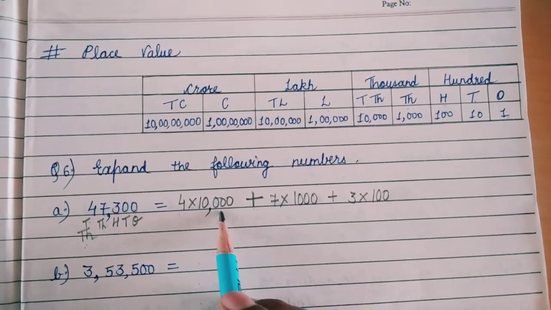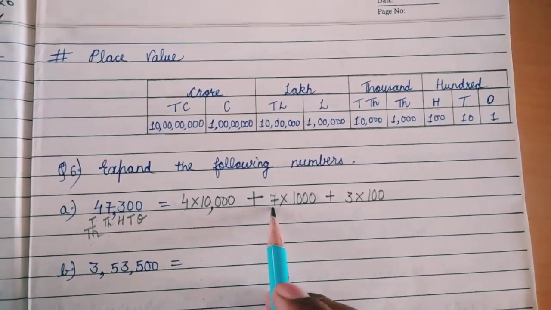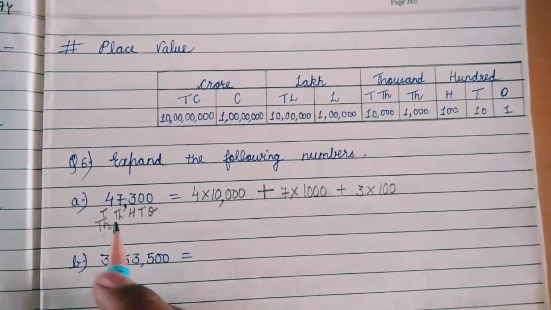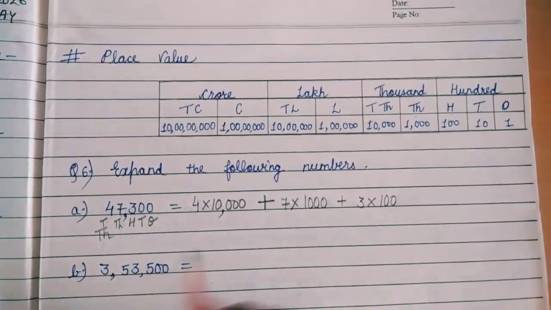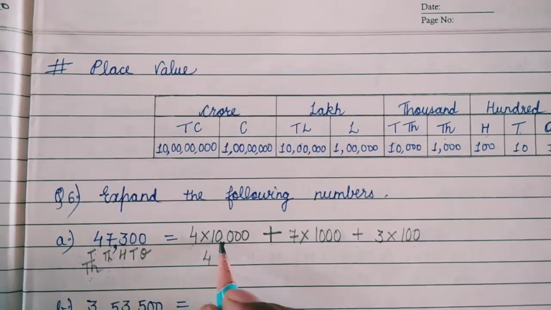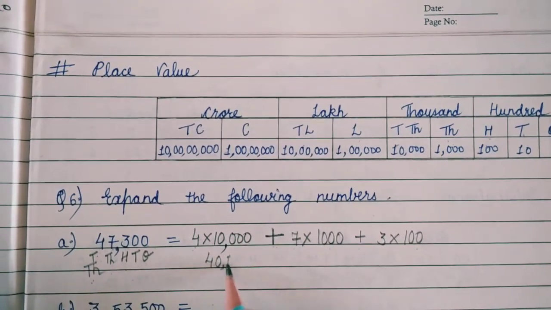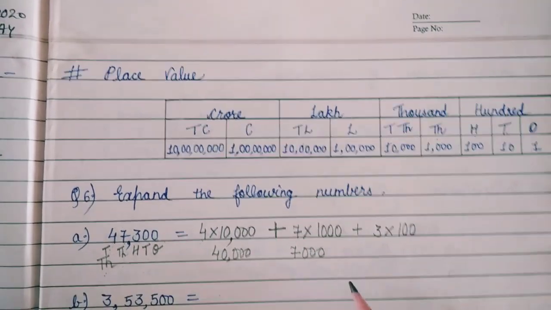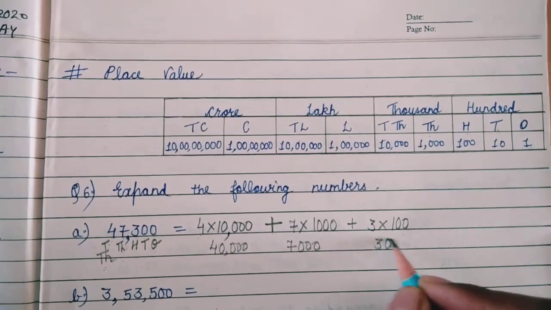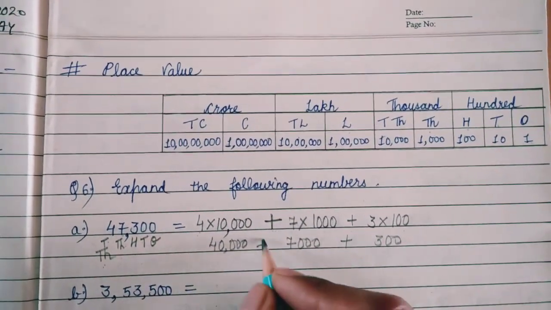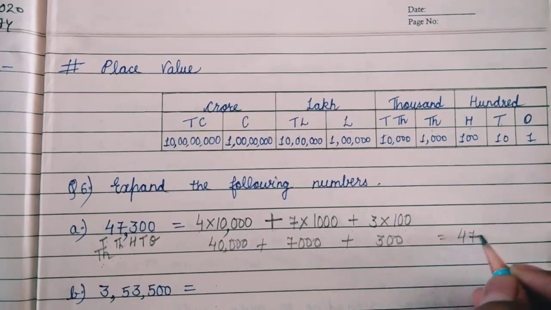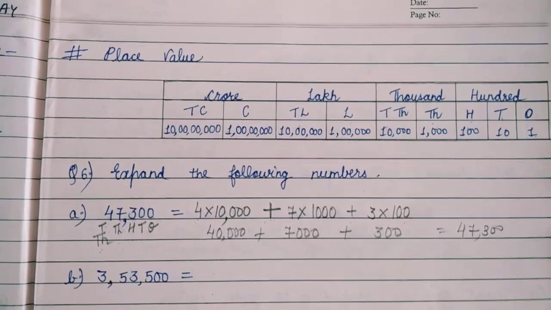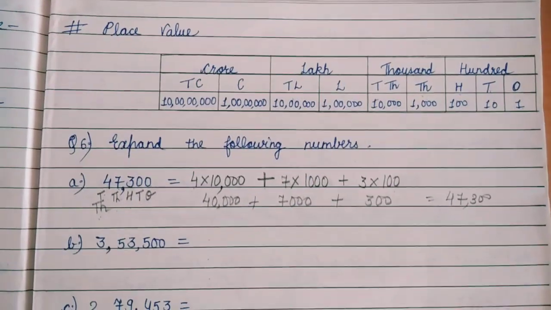Now, why did I put here addition? Because when we multiply 10,000 by 4, 7 by 1000, 3 by 100, and after adding them, again we got 47,300. Simply you can see here, 4 multiplied by 10,000 is 40,000. 7 into 1000 is 7,000. 3 into 100 is 300. When you add them, again we will get 47,300. That's why we are putting here addition symbol.